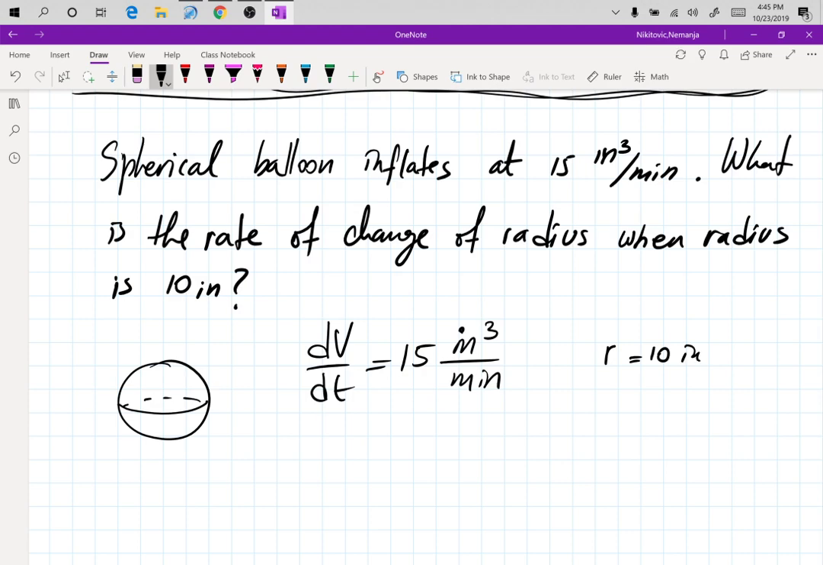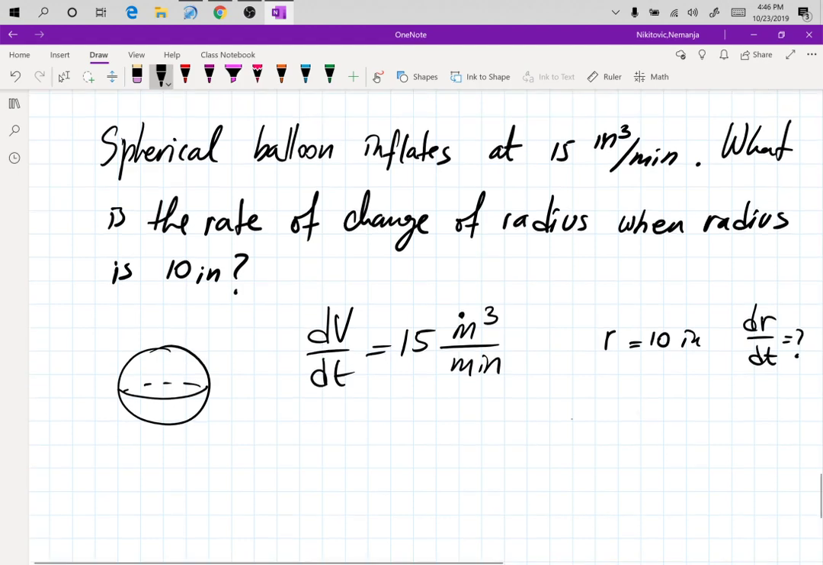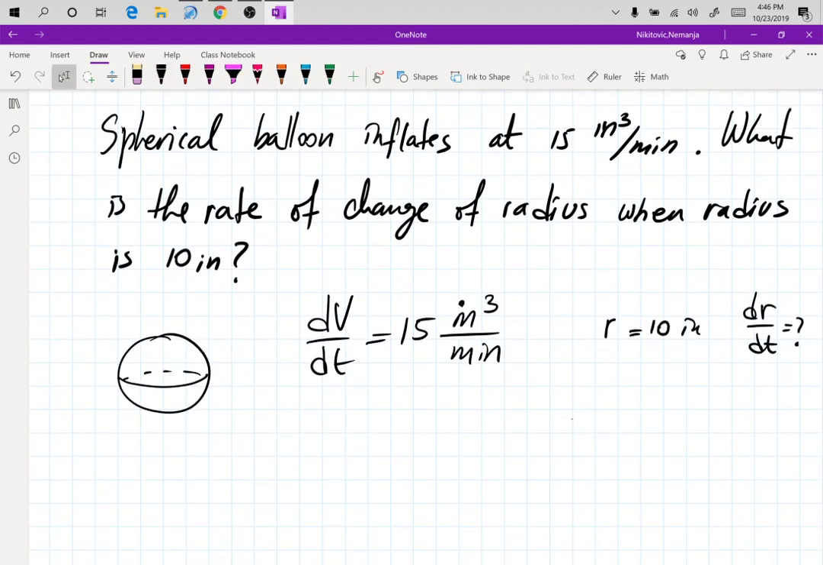And they're asking us the rate of change of radius, so dr dt. So all of these things are given clearly in words or units. This cannot be made any clearer than this. You have units, inches cubed, that's the volume, divided by time, has to be a rate. Then they say, what is the rate of change of radius? You immediately know it's dr dt because they said rate of change. And then radius is 10. Well, the word is means equals, so radius equals 10, r equals 10.